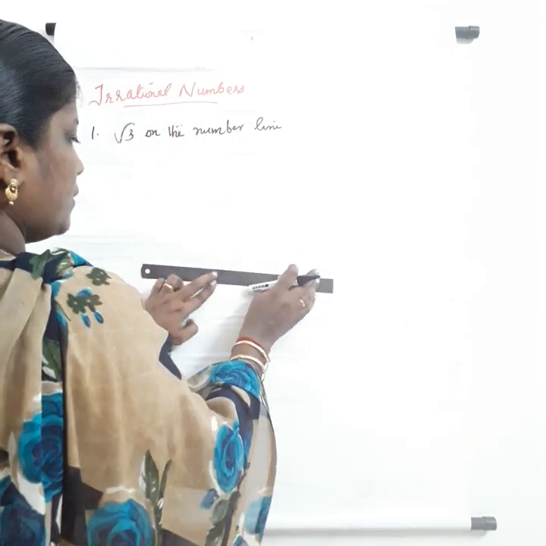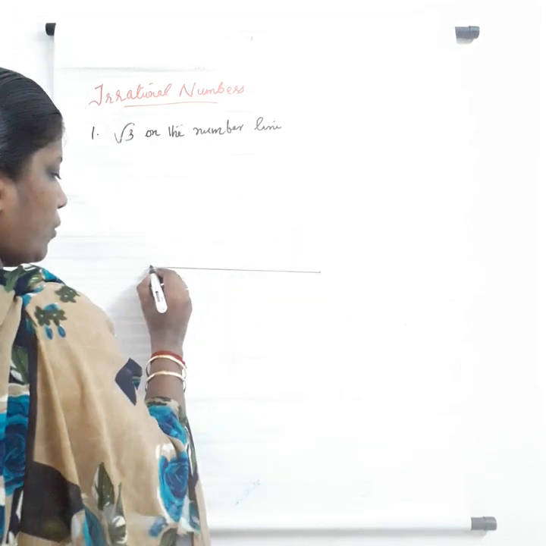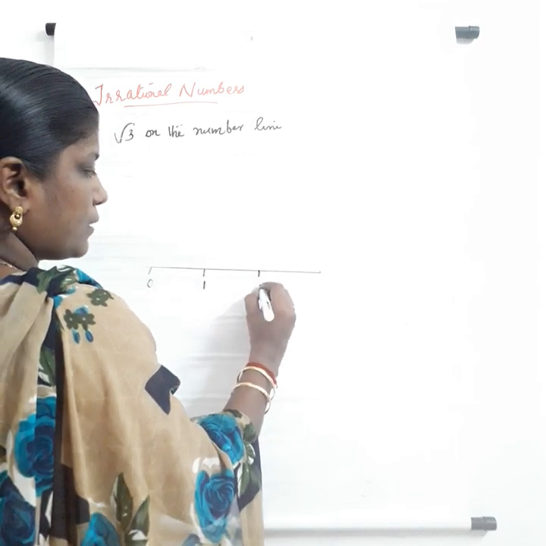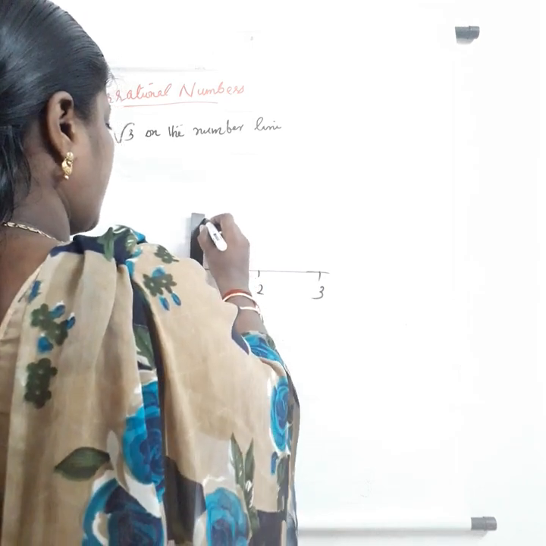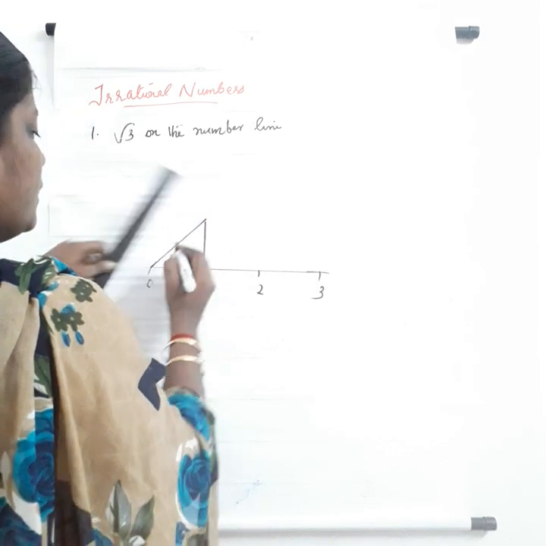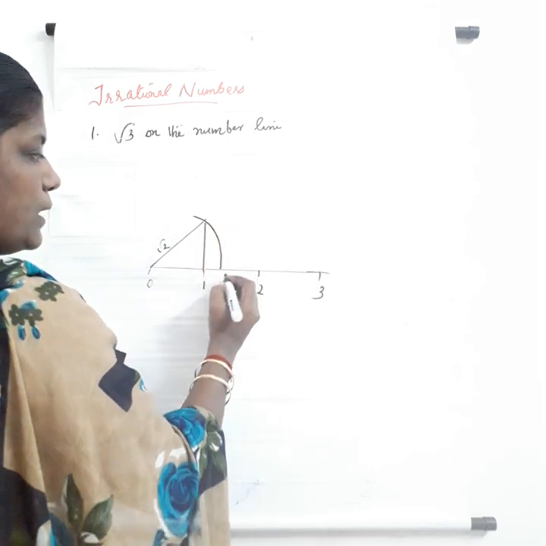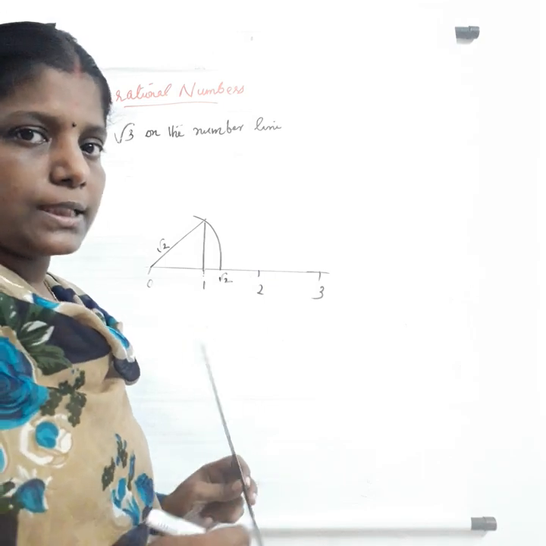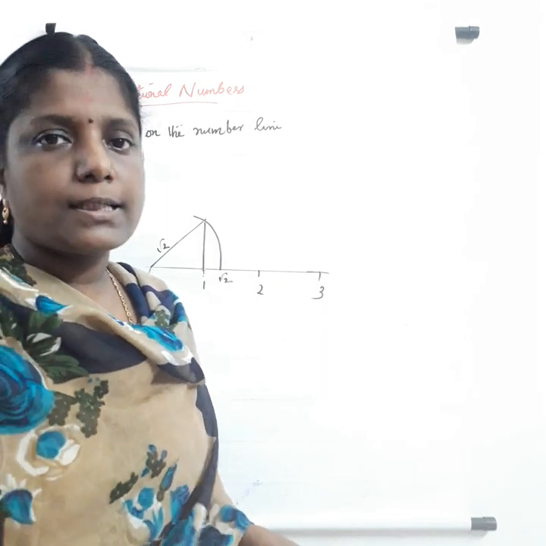Now we are going to study how to locate root 3 on the number line. First of all, you want to draw one number line like this. Then, as we already studied, take two unit distances and mark the points like this: 1, 2, 3. Then from 1 you can draw 2 units. Now you got a right angled triangle. This is root 2. Then you can draw one arc. This point is root 2. Understood? We already studied root 2. Next we are going to study how to locate root 3.